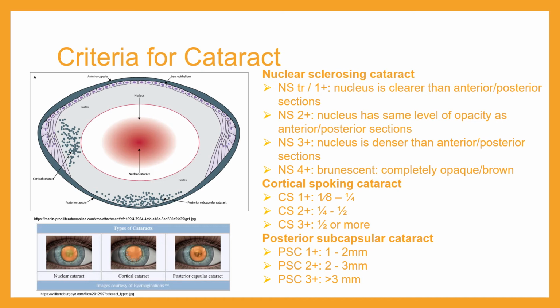Posterior subcapsular cataract would be 1+ if the vertical height is 1 to 2 millimeters, 2+ if 2 to 3 millimeters, and 3+ if it's more than 3 millimeters measured.